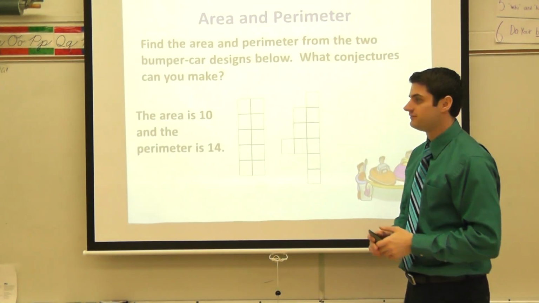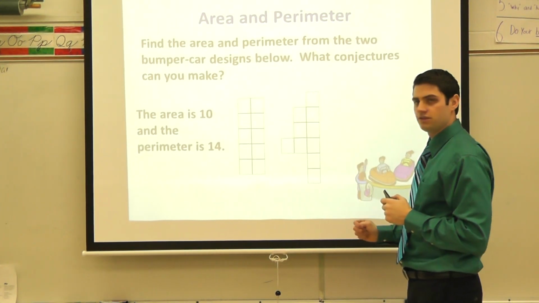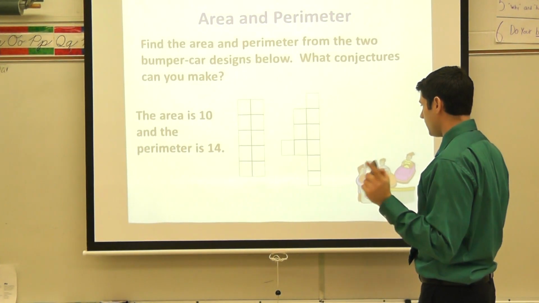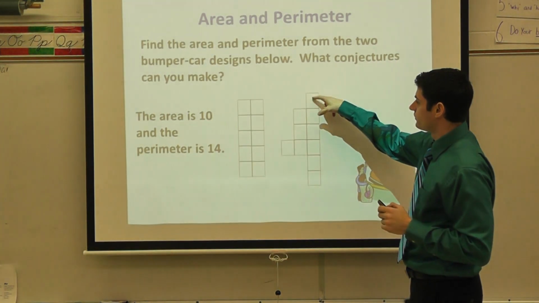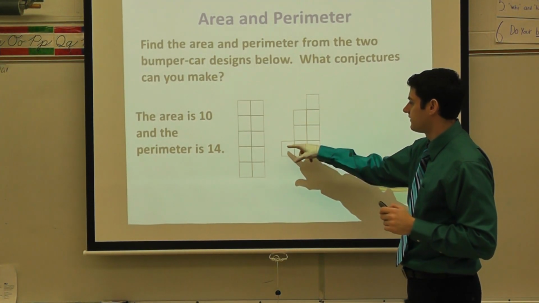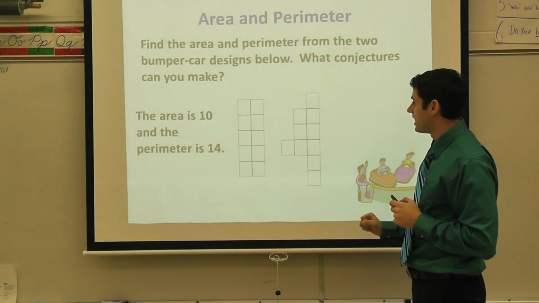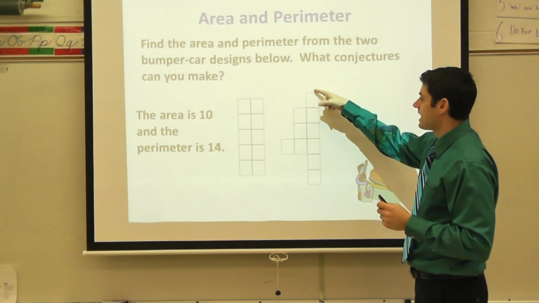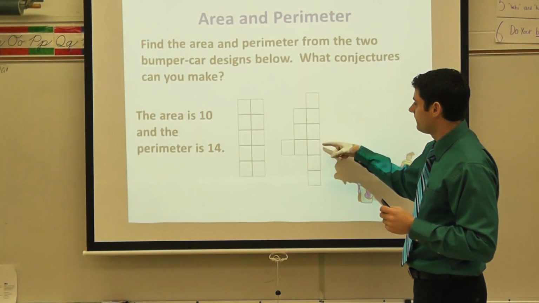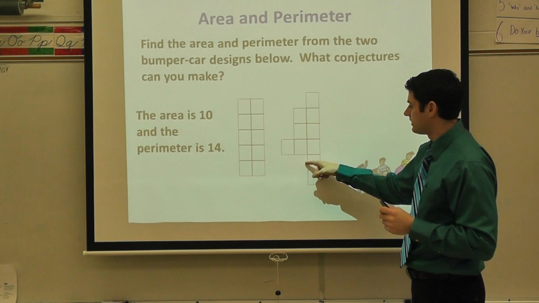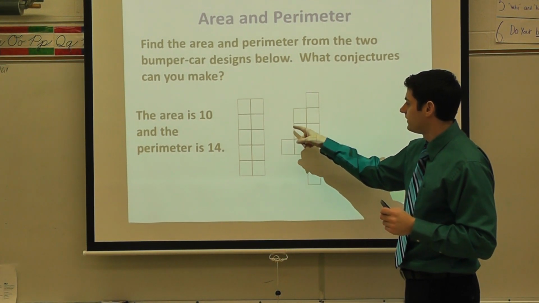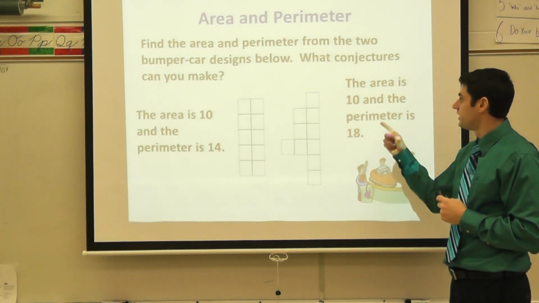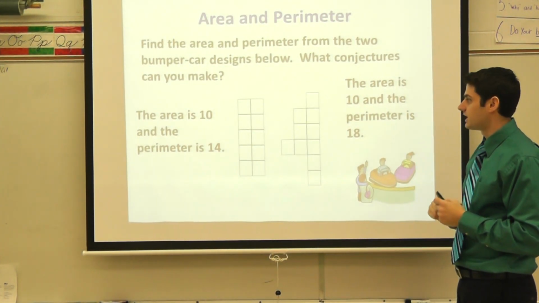Let's look at design number 2. In design number 2, we can tell it's a little bit different here. But we're still going to find the area and still going to find the perimeter. So let's do the inside first. 1, 2, 3, 4, 5, 6, 7, 8, 9, 10. My area was 10. Now to find the perimeter, it's just like the fencing on the outside. I'm going to start at the top. 1, 2, 3, 4, 5, 6, 7, 8, 9, 10, 11, 12, 13, 14, 15, 16, 17, 18. So in my second example, the area was 10 and the perimeter was 18.